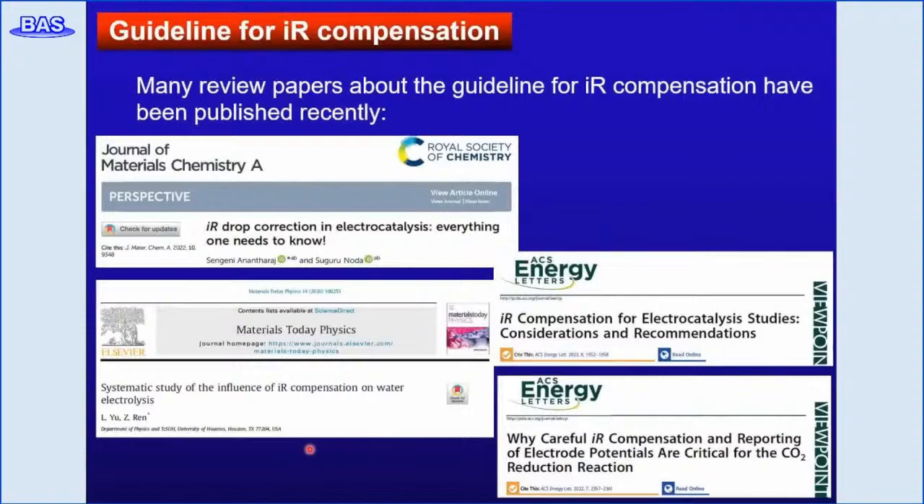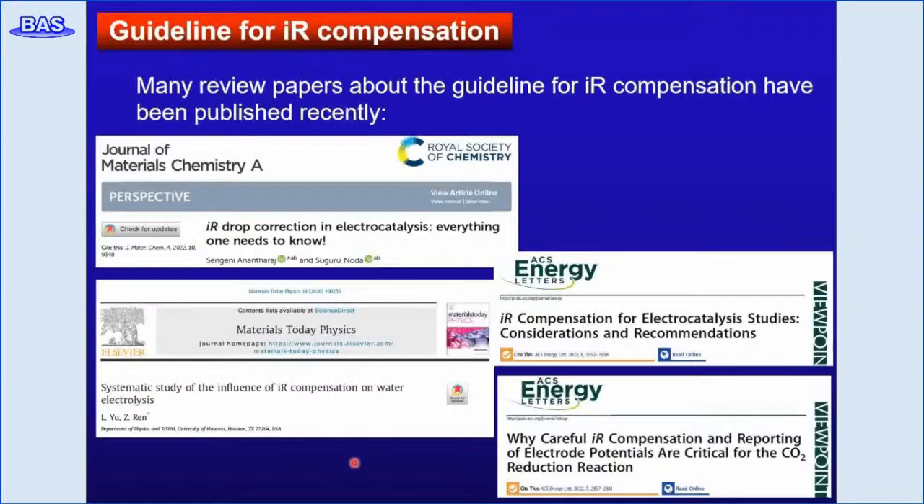During the past 3 years, a series of commentary papers has been published, as shown here, that suggested that IR compensation should be well described when studying electrocatalysts, particularly for hydrogen generation, oxygen generation, and CO2 reductions, and reporting the result of such studies.